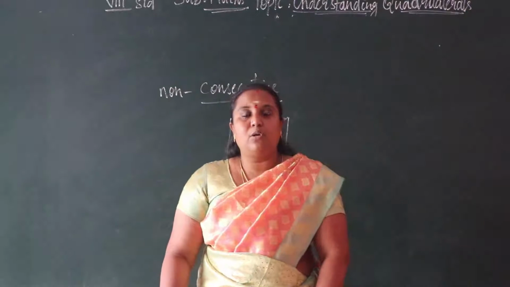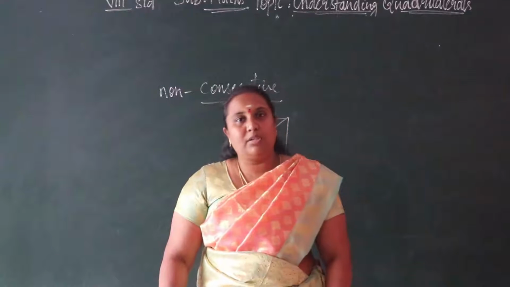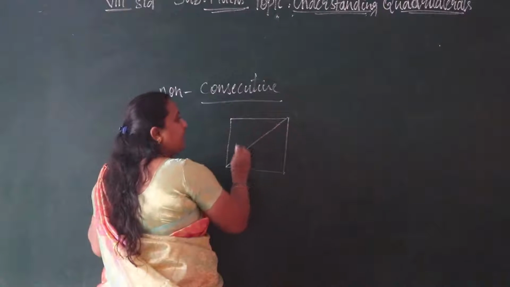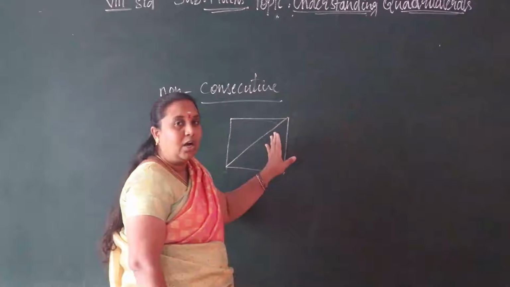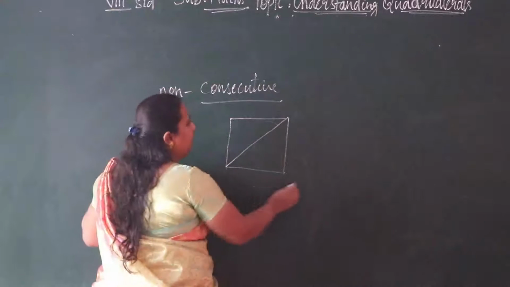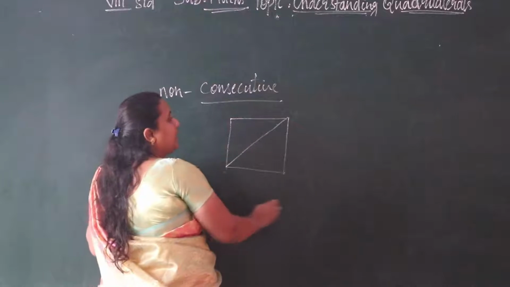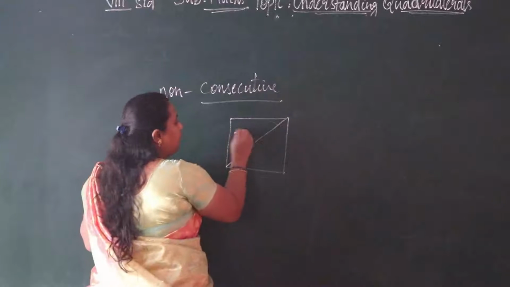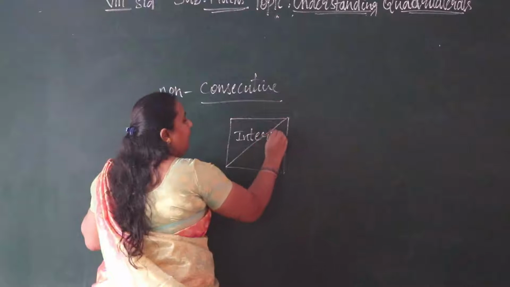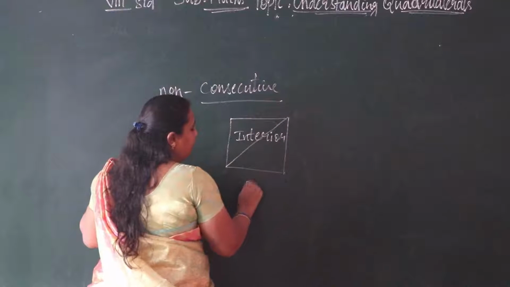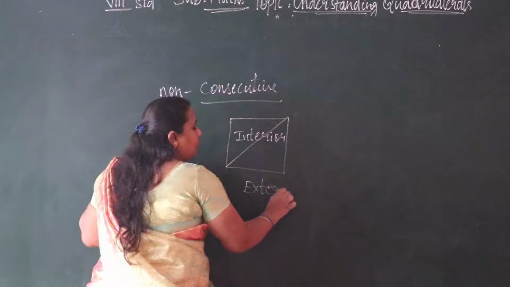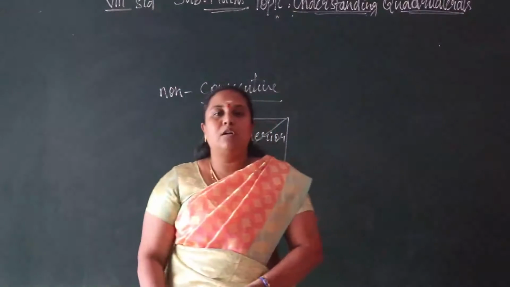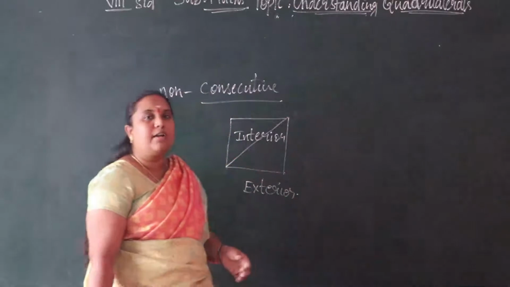Interior and exterior of closed curves. That is given in your textbook. You know that. See, inside the closed figure you have the interior, and outside the closed figure you have the exterior. So these concepts are familiar to you. Is it right, children? Okay, and then we move on to another topic: concave and convex polygons.